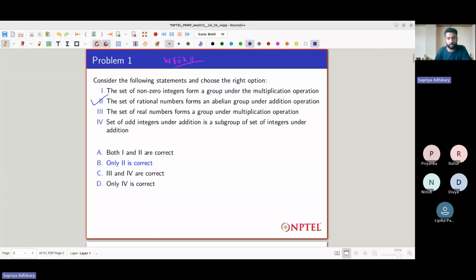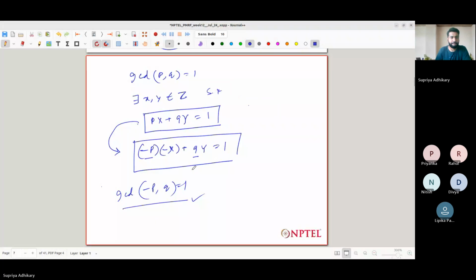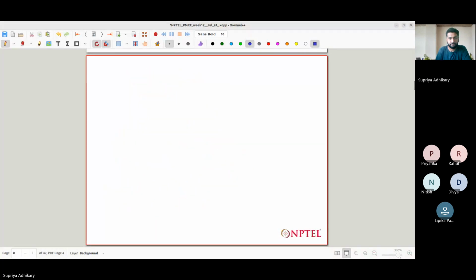And what about the abelian property? The abelian property means that for all A and B in G, we must have A composition B is equal to B composition A.